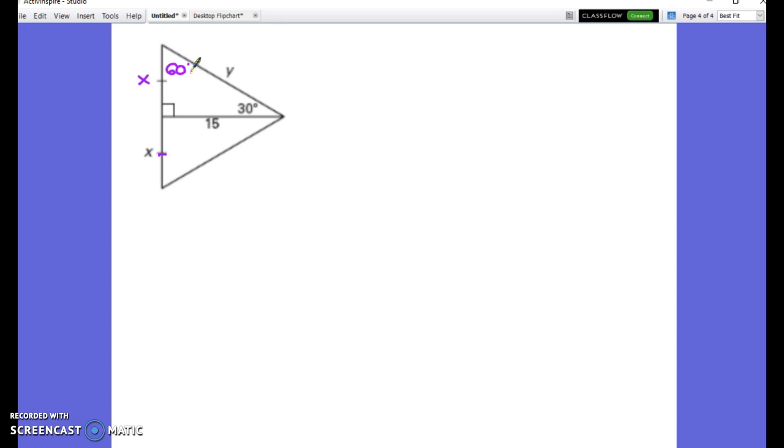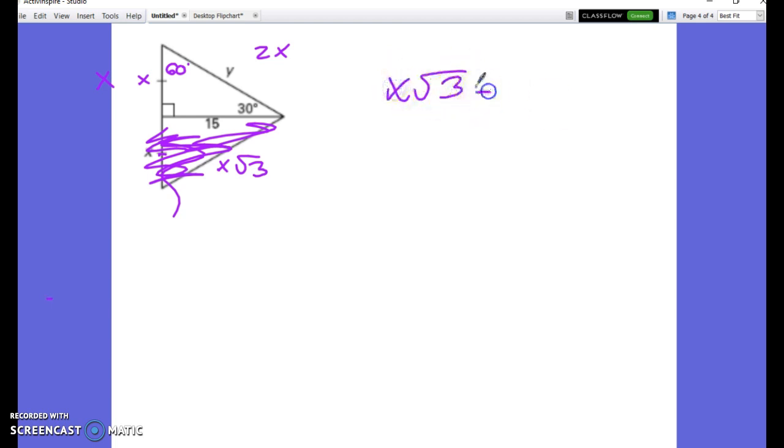I'm going to set my ratio up. Across from 30 is x. Across from 60 is x root 3. And across from 90 is 2x. X equals x, but again, not helping. Y equals 2x, again not helping. X root 3 equals 15. I can make this work. X root 3 equals 15.